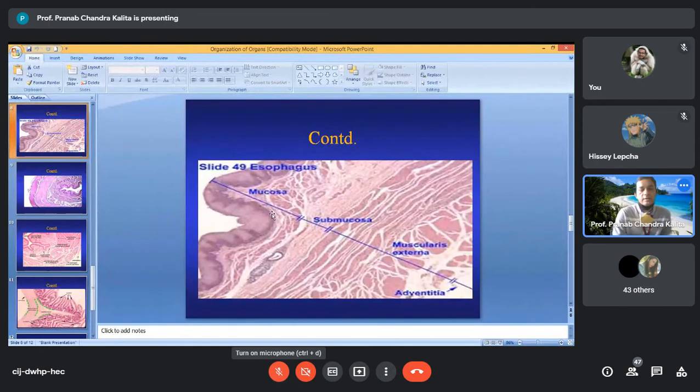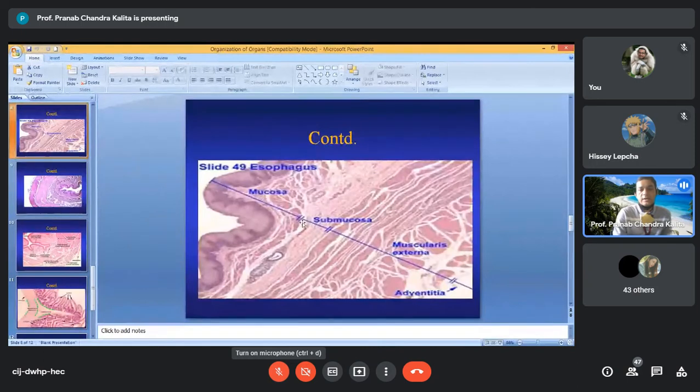Then in between, have you seen a small layer? This layer. Seen? This is the lamina propria layer. And then this layer you will see is the lamina muscularis. So these are the three layers of the tunica mucosa: lamina epithelialis, lamina propria, and the lamina muscularis. These three layers together comprise the tunica mucosa, or the first tunic.